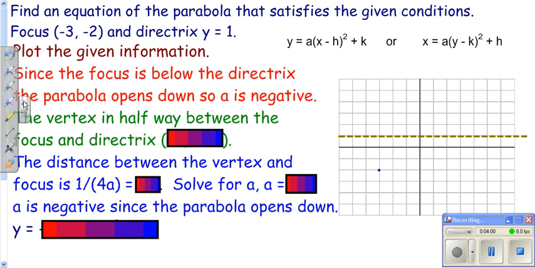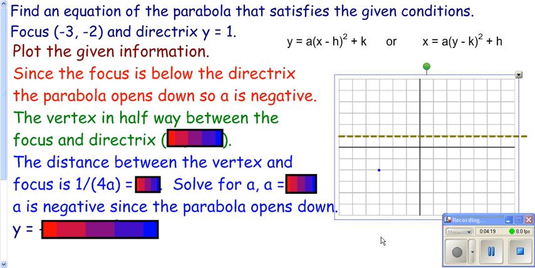Now this particular problem, we are asked to come up with the equation of our parabola. The only thing you're given is your focus and your directrix. So the first thing you want to do is go ahead and plot that so you have a visual idea of what's going on. So your focus is 3 units to the left, 2 units down. So I plot that and make a point.